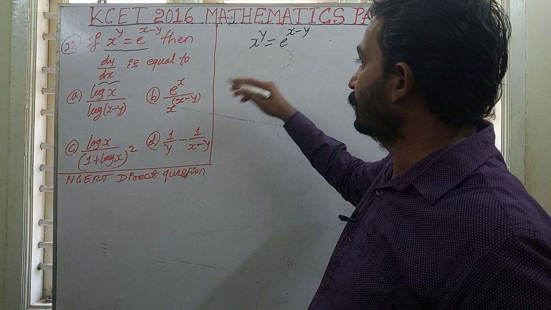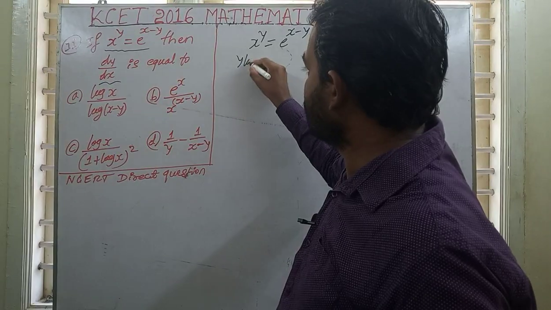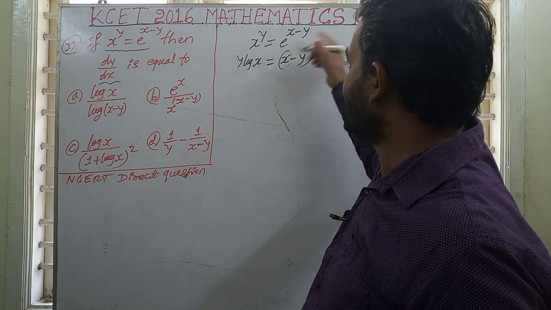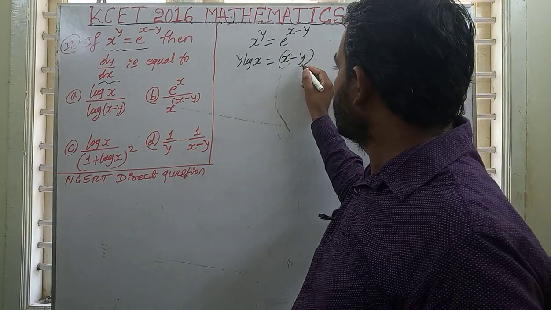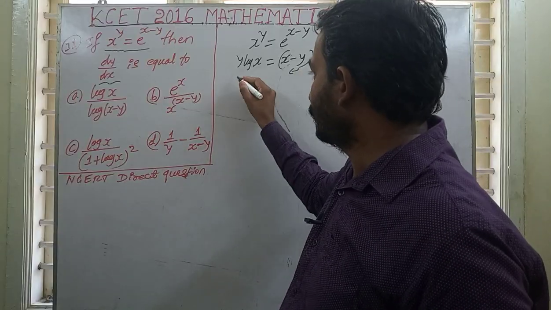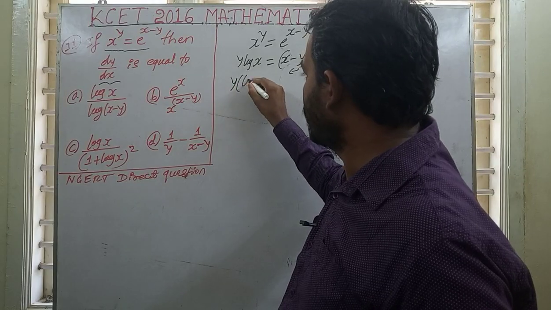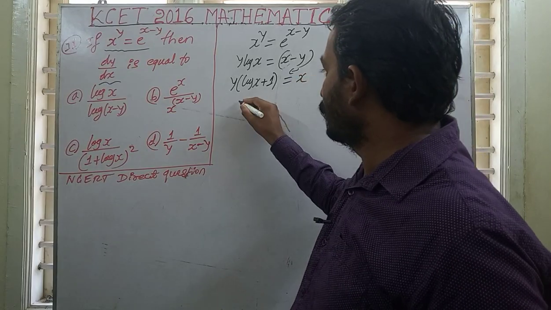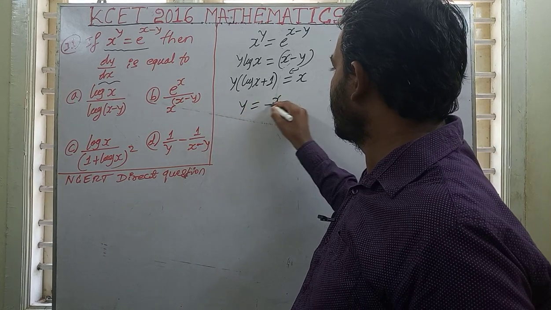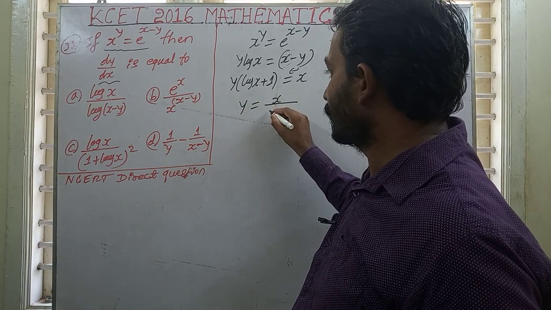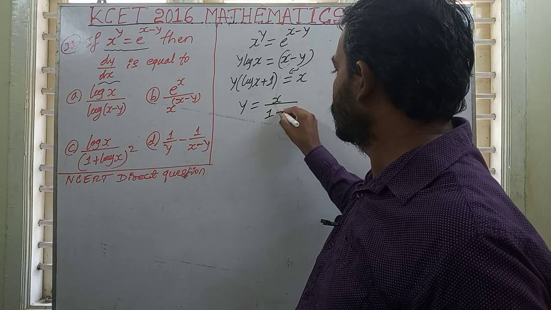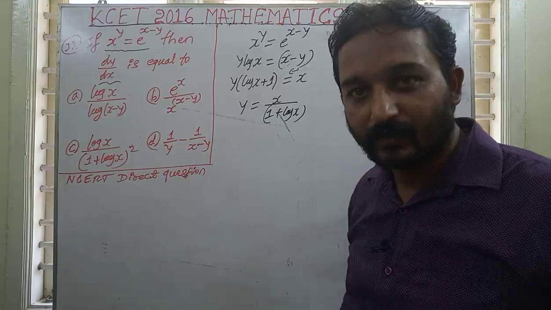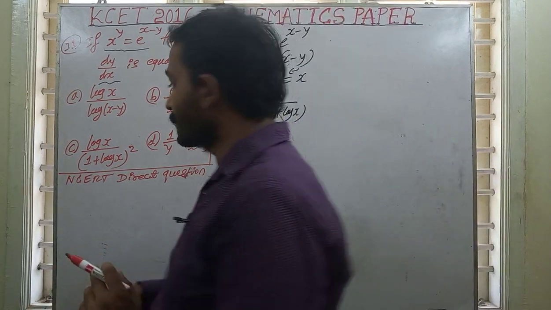Now apply log on both sides, we get y log x is equal to x minus y, because log e is 1. So now y moves towards the left hand side, it becomes y times log x plus 1 is equal to x. Now y is equal to x divided by 1 plus log x. Now differentiate with respect to x on both sides in this case.